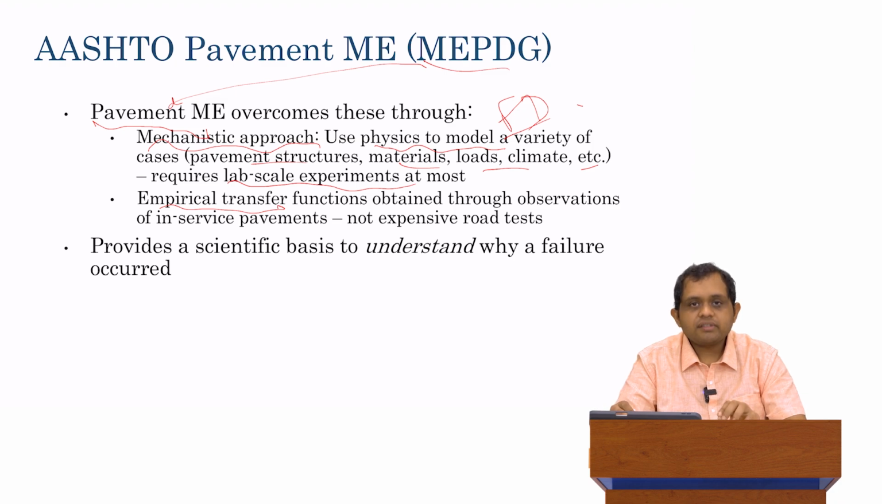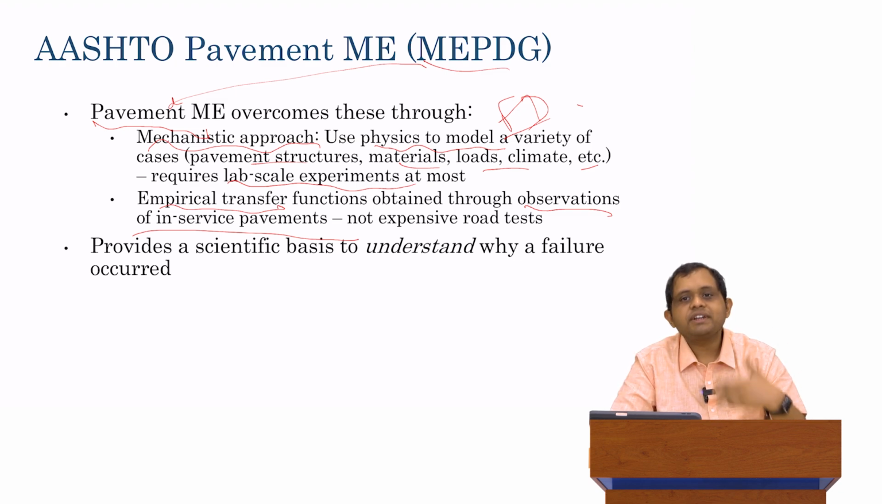These are developed by observing in-service pavements. You do not have to construct a special test section. You do not have to keep running traffic day and night on them. Take any existing road, monitor the traffic, monitor the climate, monitor the kind of distresses developed, perhaps monitor the stresses which are developed, and you can use that data to develop transfer functions.